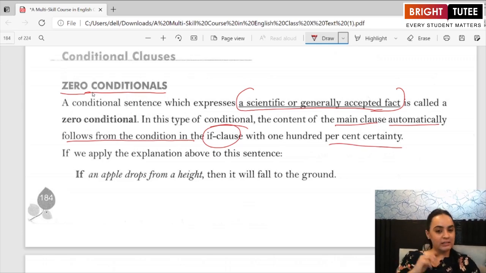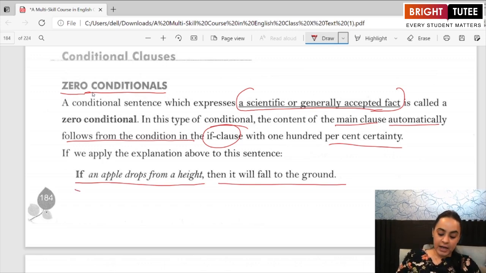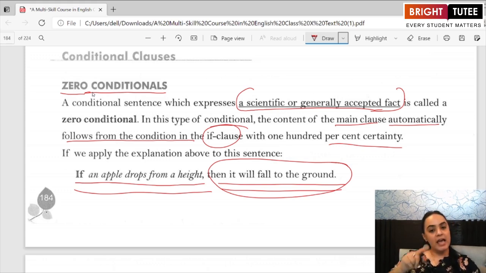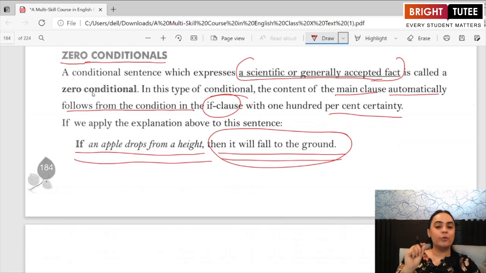For example, look at the first sentence. If an apple falls from a height, then it will fall to the ground. What is my condition? If the apple falls from a height, what is going to be the outcome? It will fall to the ground. This outcome is 100% sure. There is no doubt pertaining to the fulfillment of this condition. If the apple drops from a height, it is going to fall to the ground. So this is how we frame a zero conditional.